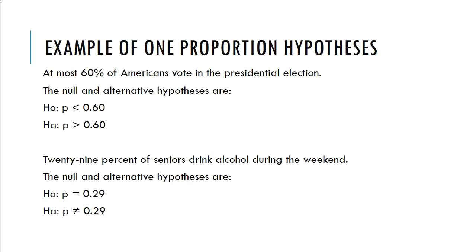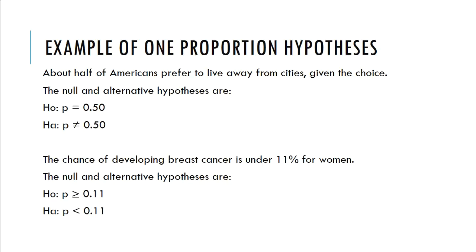The next example is 29% of seniors drink alcohol during the weekend. So it's not saying less than or greater than, it's just saying 29% drink alcohol. So for my null, p equals 0.29. My alternative is p doesn't equal 0.29 because I didn't care if it was less than or greater than. I just want to know if there's a difference. The next example. About half of Americans prefer to live away from the cities given the choice. Again, in my null, p equals 0.50. My alternative, p doesn't equal 0.50.